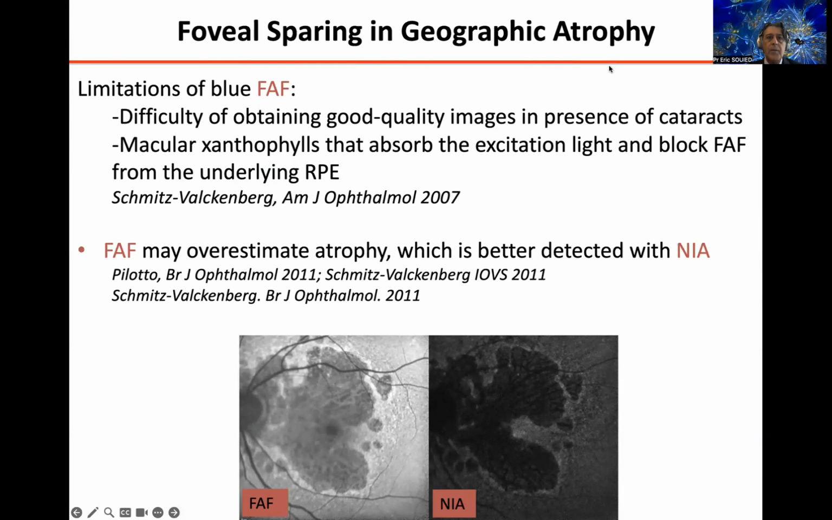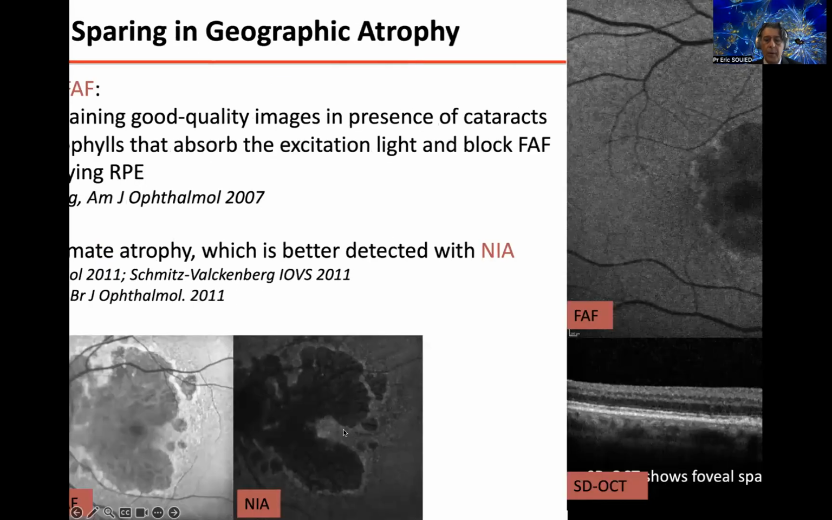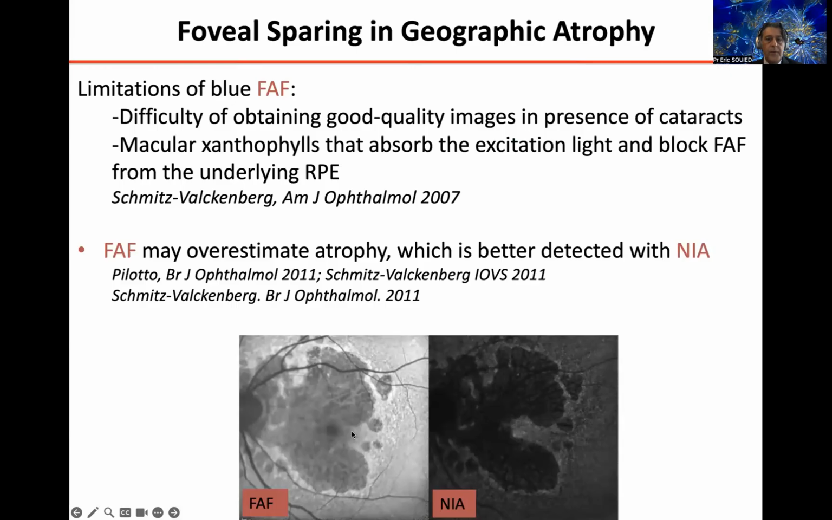So now let's talk about the foveal sparing in GA. One of the limitations of the blue autofluorescence is the difficulty of obtaining good quality images in the presence of cataract, and most of the patients have cataract if they are not pseudophakic. And the second point is the macular xanthophyll that absorbs the excitation light and blocks the autofluorescence from the underlying RPE. Here, on the autofluorescent frame, we can guess the xanthophyll pigment, but we are not sure if it is part of the lesion or not.